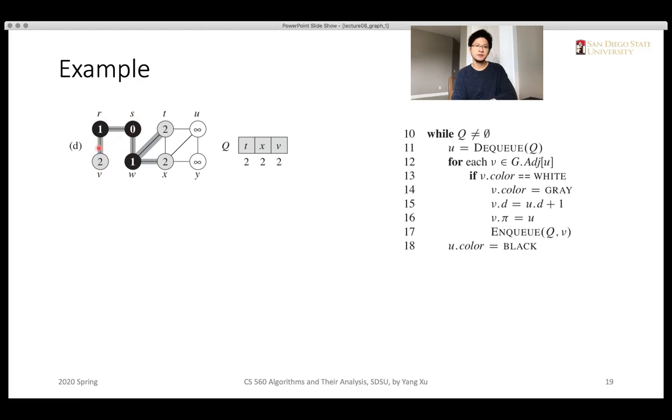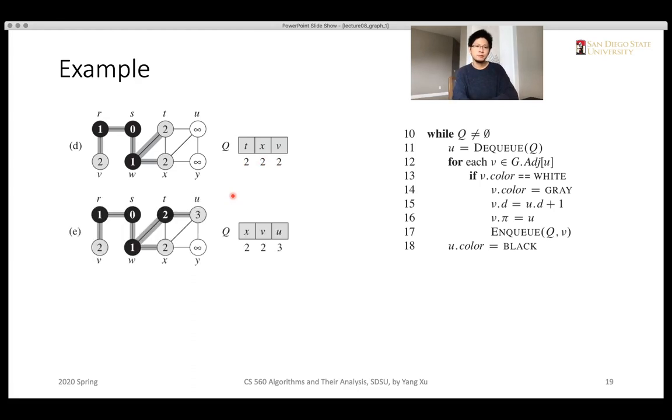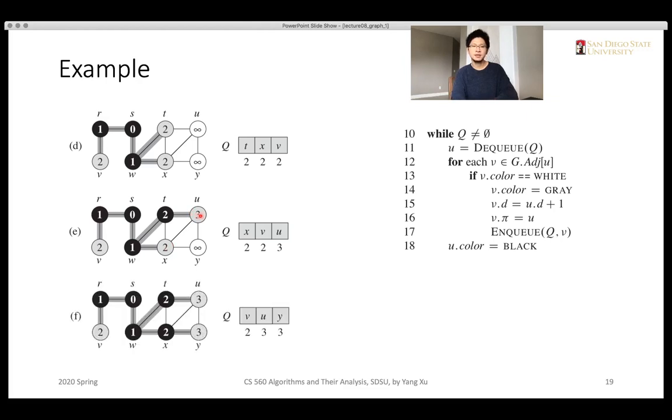Since S is black, only V will be painted gray, and the distance will be plus 1 plus 1, and V will also be enqueued. Okay, so now the Q contains gray vertices of distance 2. The next vertex dequeued is T, right? When T is dequeued, its adjacent vertices U and X are visited, and U is painted gray and enqueued, and next X is dequeued and Y is enqueued, okay?